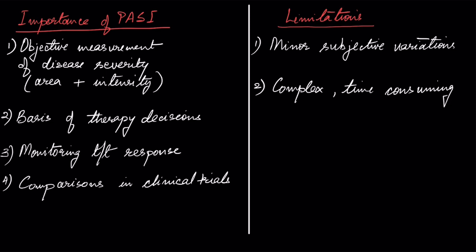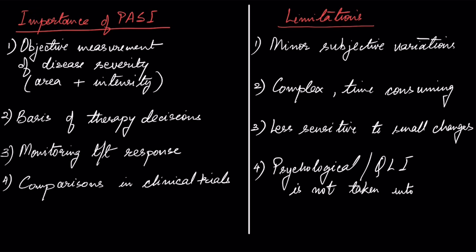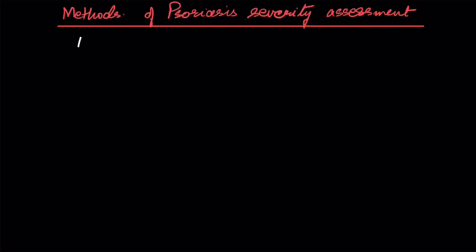Third is it is less sensitive to small changes, whether it is a small change in area or erythema or in duration. Fourth is that it doesn't take into account the psychological burden or the quality of life in these psoriatic patients. The fifth limitation which we can include is that PASI is for chronic plaque psoriasis and not any other type of psoriasis like pustular psoriasis.